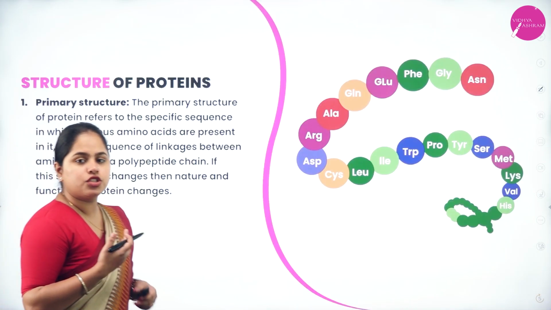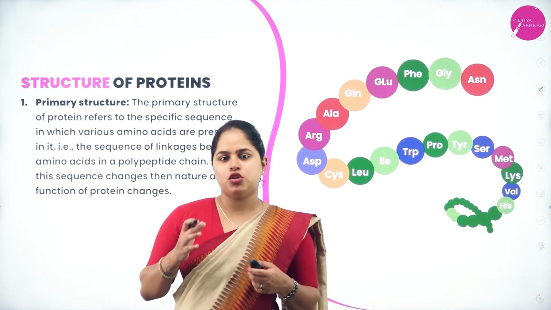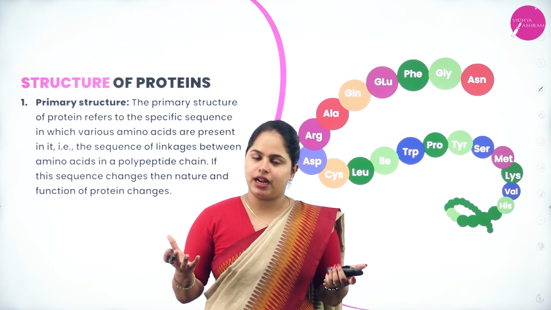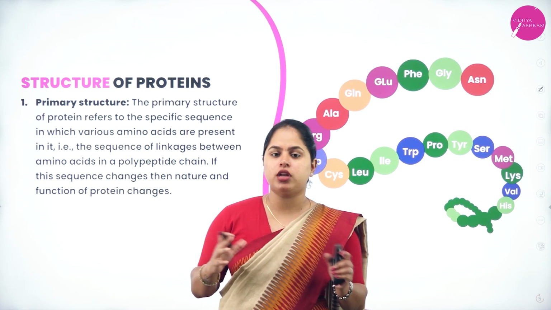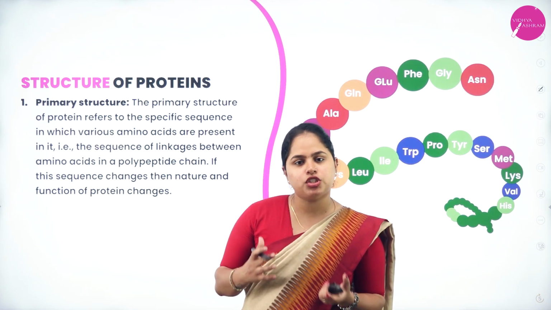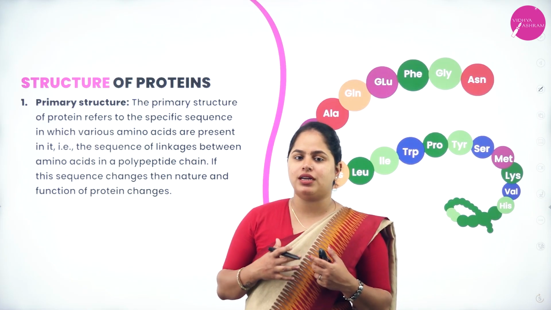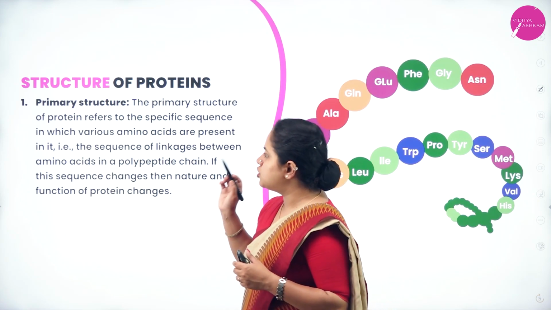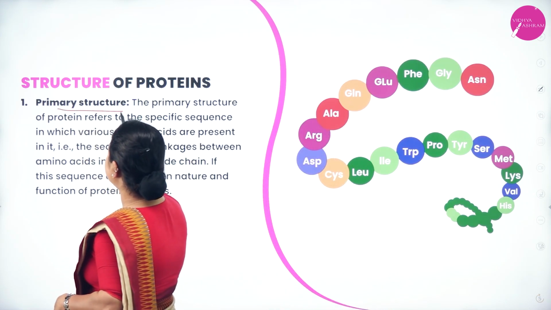So moving on to the structure of protein. In detail, let us study the structure of protein. We have understood the classification, that is fibrous and globular. Now we are going to study how each of these amino acids is linked together and the final protein structure is formed. So the first one is the primary structure.